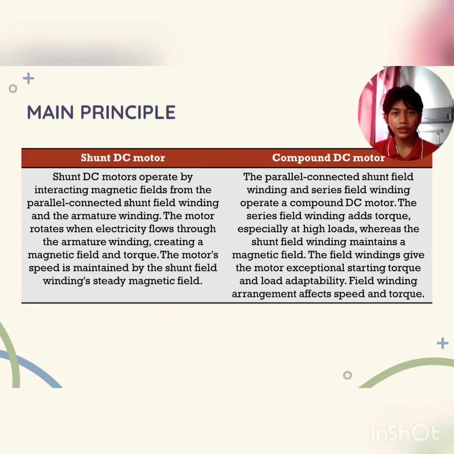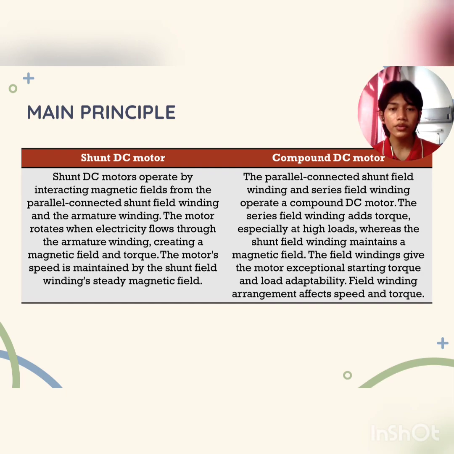Moving to the principal workings of these motors. Shunt DC motors operate by interacting magnetic fields from the parallel connected shunt field winding and the armature winding. The motor rotates when electricity flows through the armature winding, creating a magnetic field and torque. The motor's speed is maintained by the shunt field winding's steady magnetic field.